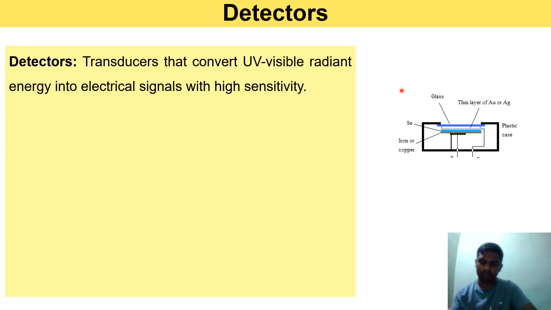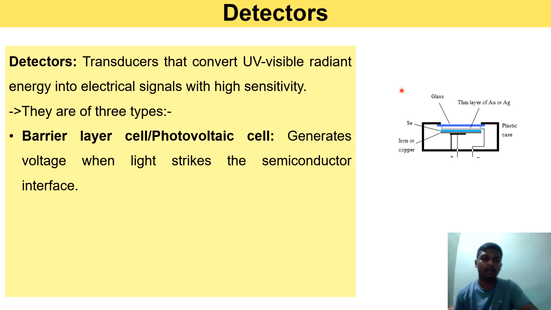They are of three types. The first one is the barrier layer cell, which generates a voltage when light strikes the semiconductor interface. This is the picture of the barrier layer cell. The barrier layer cell consists of a semiconductor such as selenium, which is deposited on a strong metal base, such as iron. Look, if you can see, the iron is marked here.